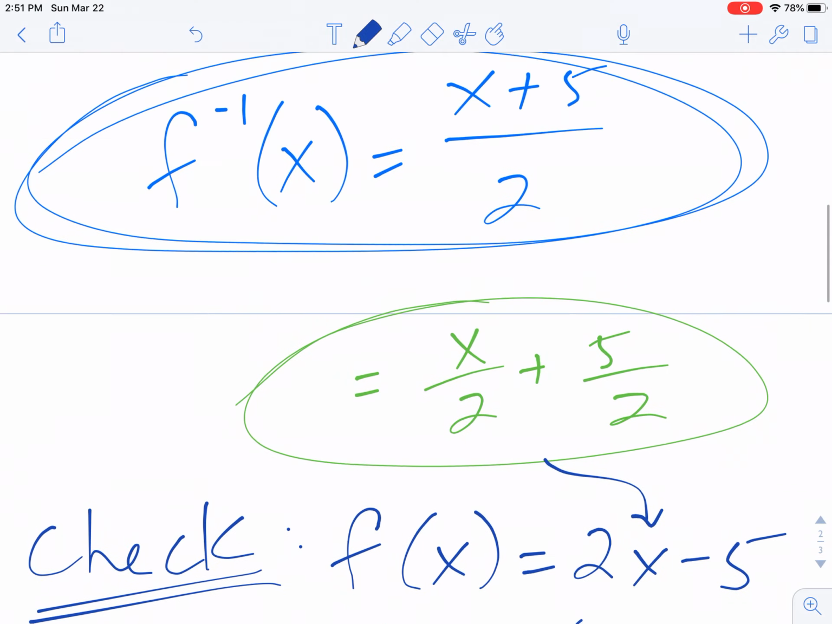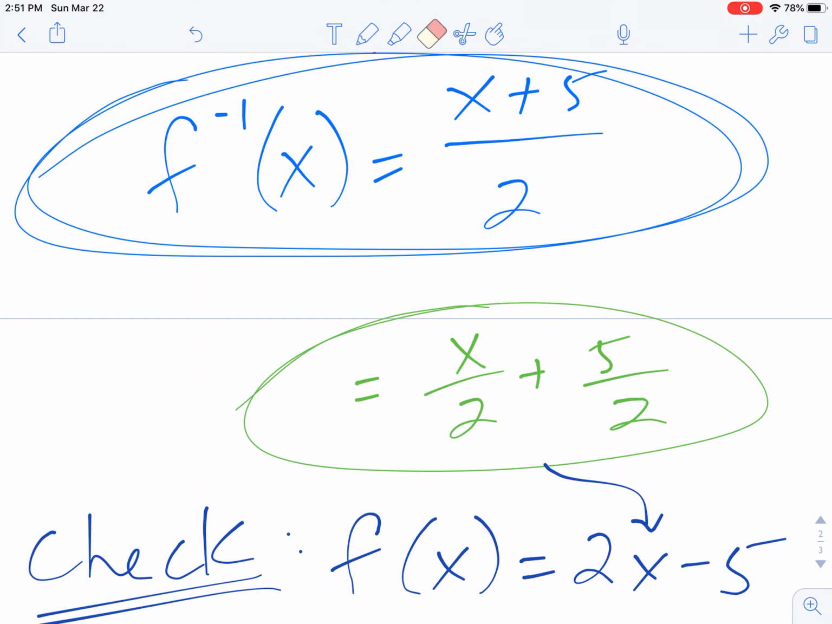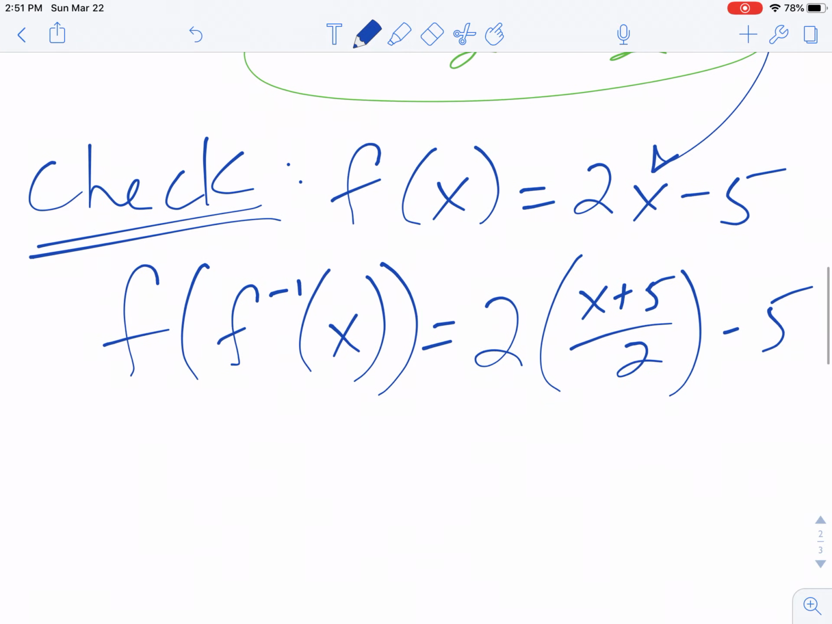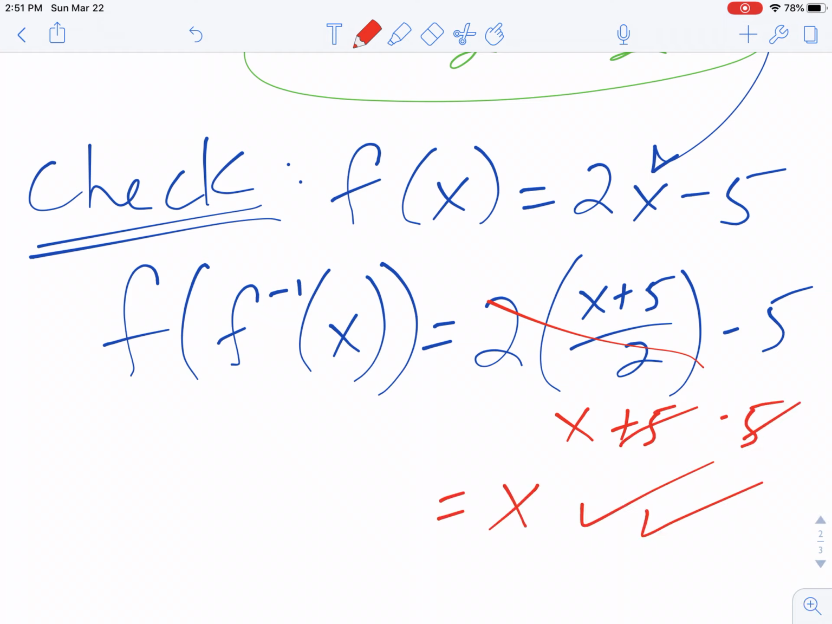So I'm going to take the first one I circled. I don't like that one. I put an arrow from, so I'm going to put that one right there. So x plus 5 over 2 and minus 5. Now if we reduce this, the 2's cancel. You end up with x plus 5 minus 5. The 5's cancel, and you just end up with x. And that's what you should end up with. So that means our answer checks out.